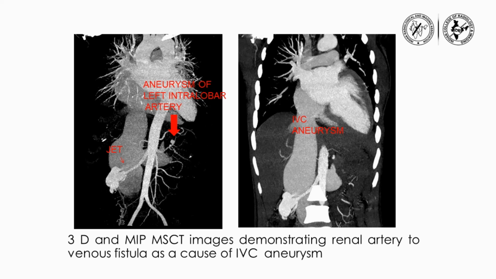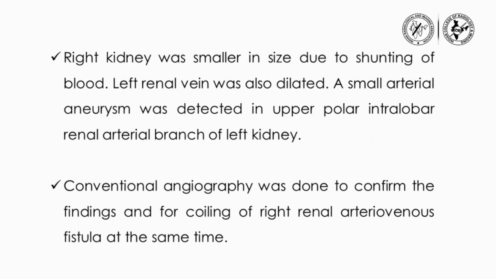As we see in these CT images, these 3D and MIP MSCT images demonstrate renal artery to venous fistula. Contrast jet as shown in these images was visible. There was also an additional finding in form of a small aneurysm of left intralobar artery. Right kidney was smaller in size due to shunting of blood.